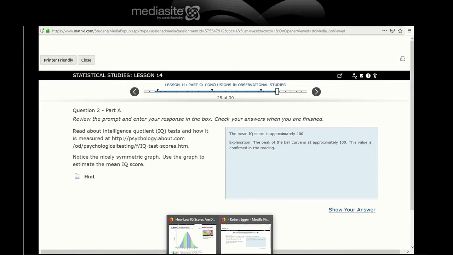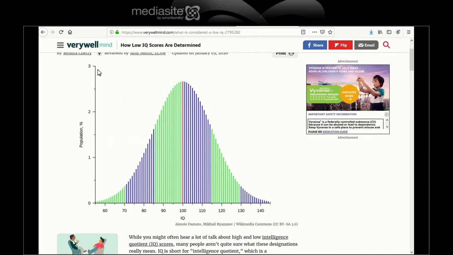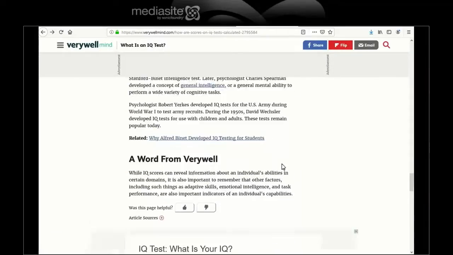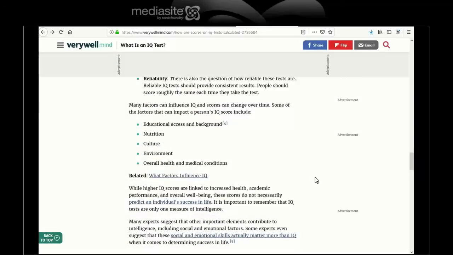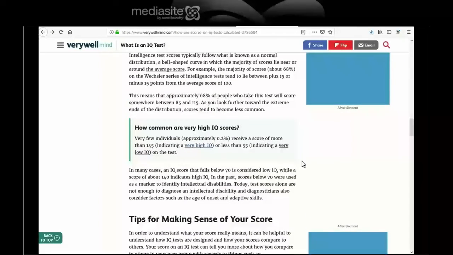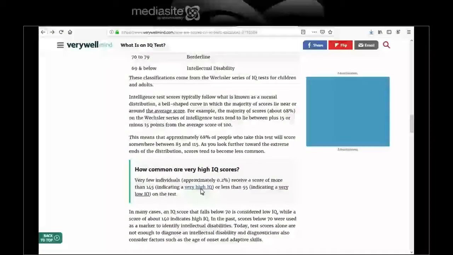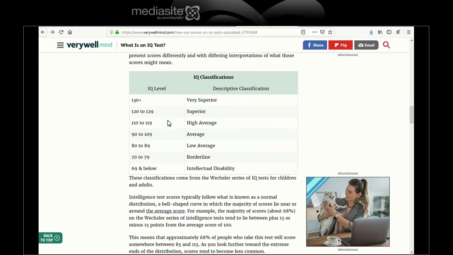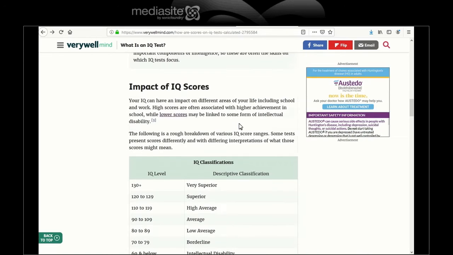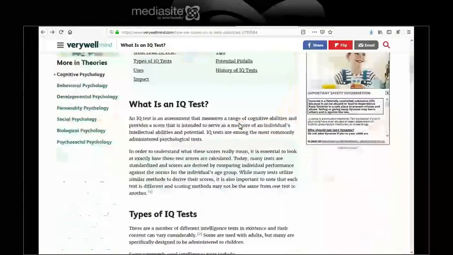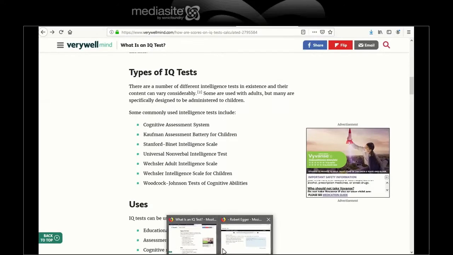And it's confirmed in the reading. Is it? Is it now? Seeing how the reading has changed. What's low, what's high. 90 to 109 is average. 110 to 119 high average, 120 to 129 superior, greater than 130 very superior. And so we are basically built around an average of 100 for an IQ. Excellent.